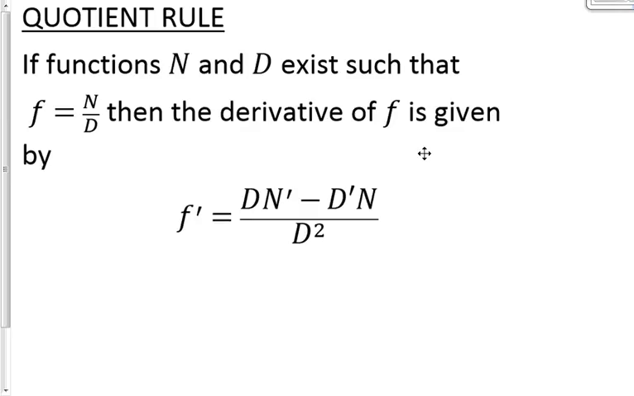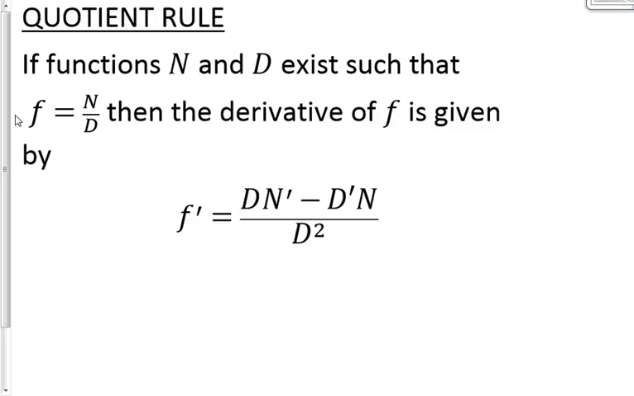Okay, and now we will discuss the quotient rule. So the quotient rule says if functions n and d exist such that f is equal to n over d, then the derivative of f is given by this expression. So n is the numerator, d is the denominator. They are the top and the bottom of the fraction respectively.